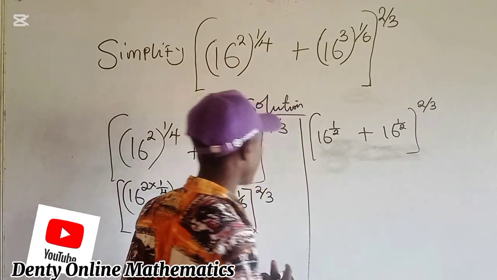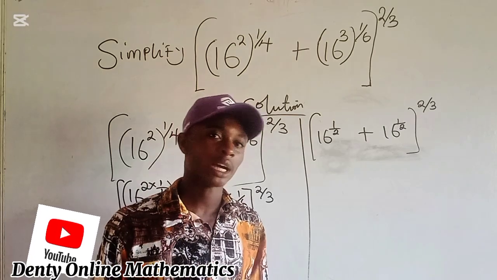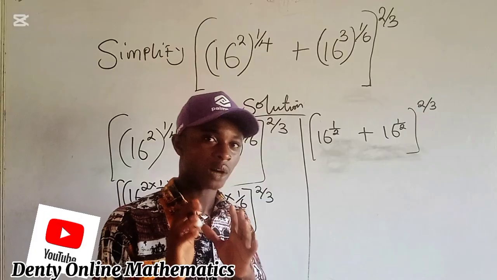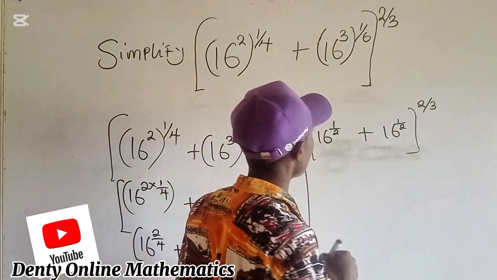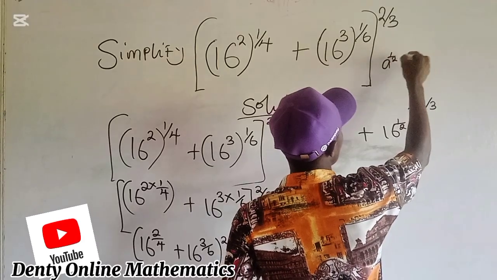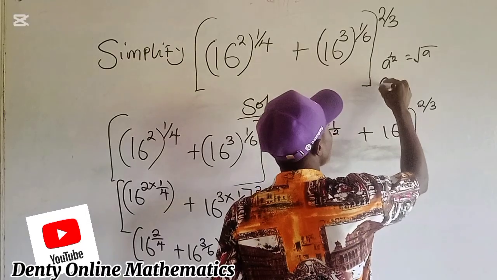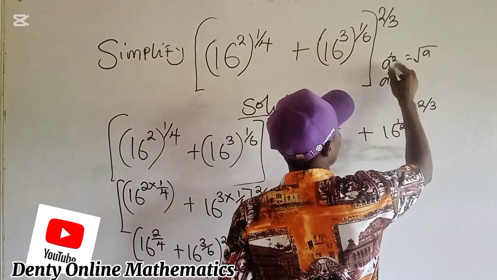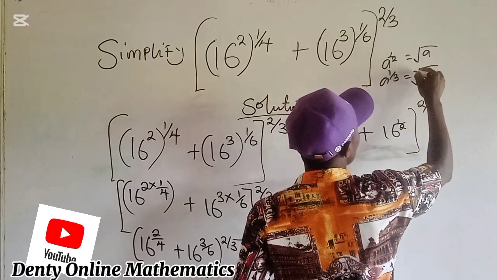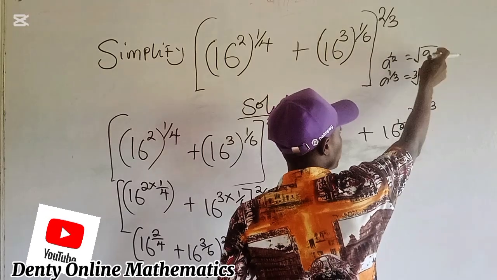Now, let's come back again to another rule we are going to use. The rule we are going to use is called the fractional index law, or the fractional index rule. This is how that rule works. If you have, for example, a raised to the power of 1 over 2, it's the same thing as the square root of a. And if you have a raised to the power of 1 over 3, it's the same thing as the cube root of a.